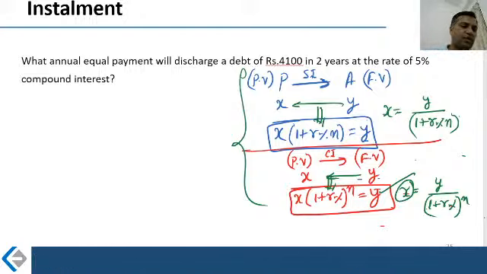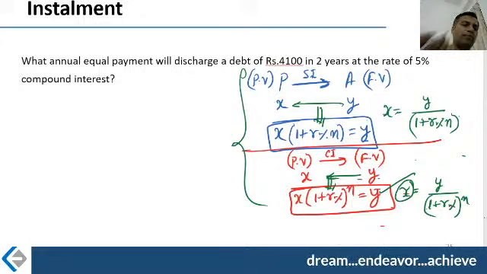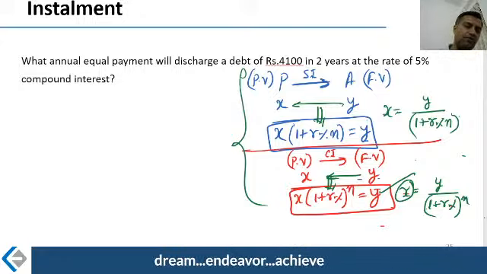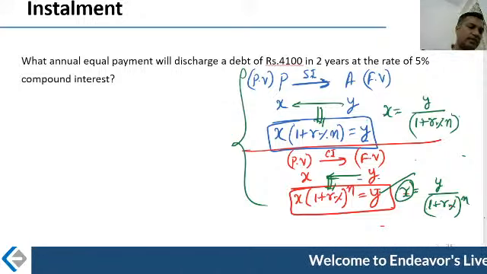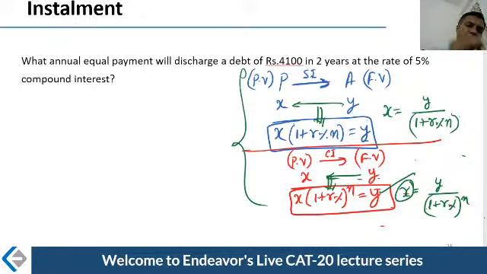What annual equal payment, that's installment, will discharge a debt of 4,100 in 2 years at the rate of 5% compound interest? Compound interest is 5% per annum. So the annual equal payment will discharge this debt. Somebody has taken a debt.